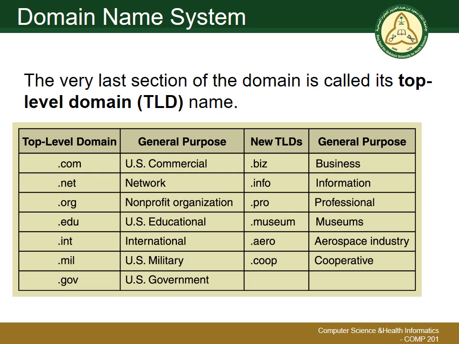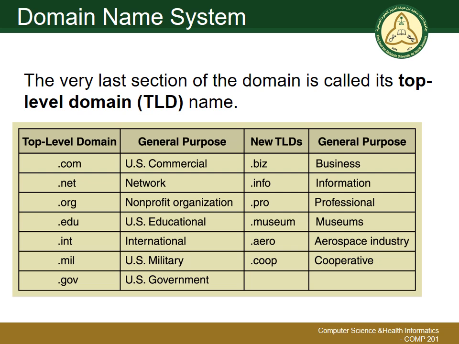.com means this is commercial. .net is network. .org is organization or non-profit organization. .edu is educational, and there are also international, government, and so forth. So this is what we call the top-level domain.